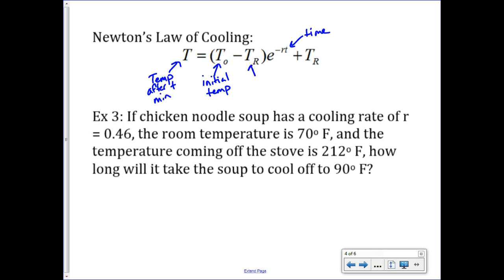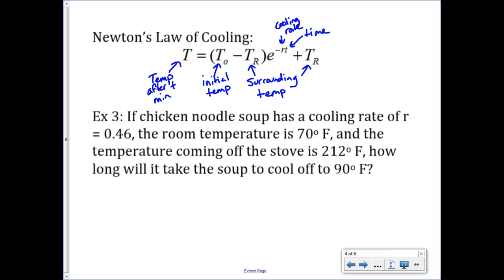T sub R is the surrounding temperature. A lot of times this will be the room temperature, if that helps you to remember the T sub R, and there's another T sub R over there. And then R is your cooling rate. Notice there's a negative up there with that negative RT exponent.